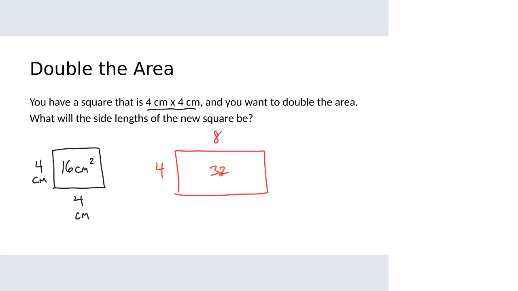It's not a square. Perfect, Lorraine. It's not a square. That didn't work. So instead, what I've got to do is actually go through something of a process here to figure out the side lengths of the new square.